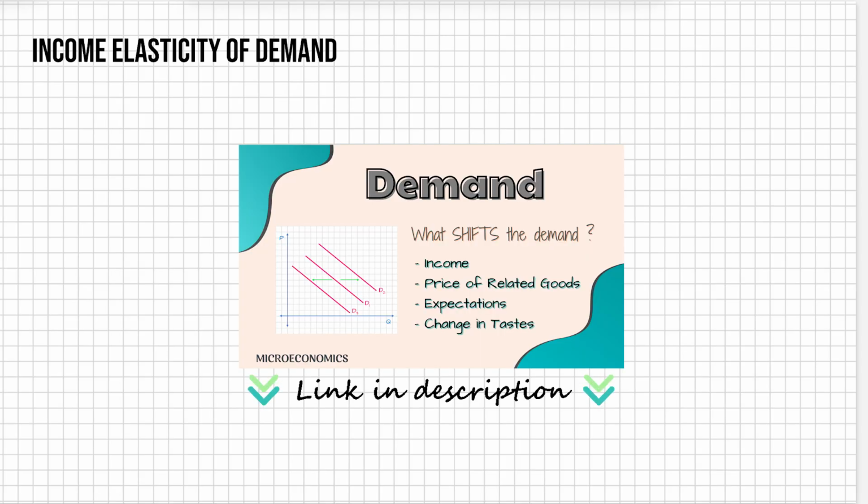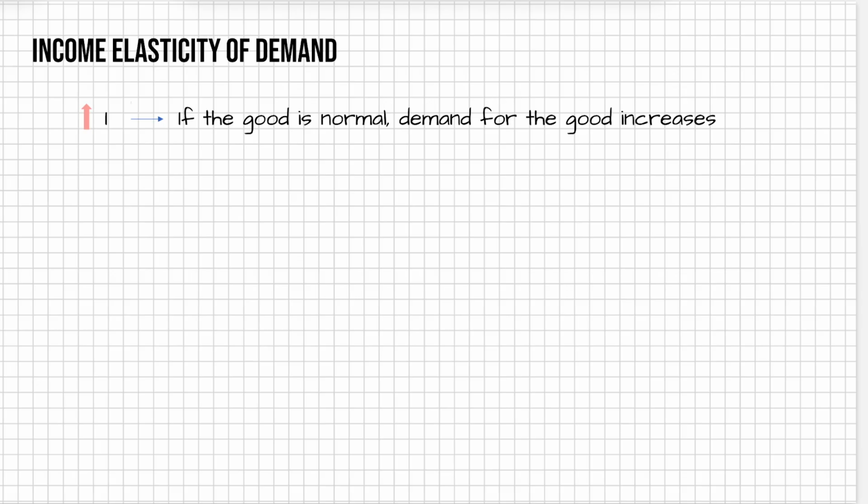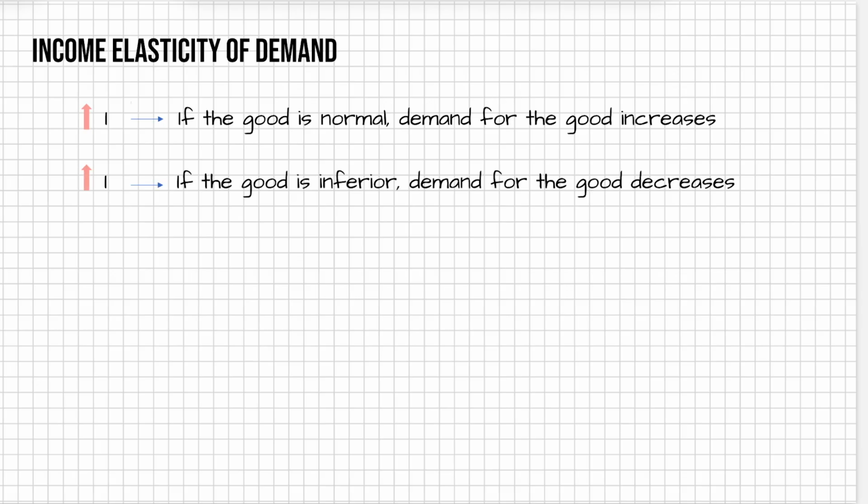Hey everyone! Today we're going to learn about income elasticity of demand for a good. Remember our lesson on shifts in demand? We saw that when income goes up, demand for a normal good increases. But if the good is inferior, demand actually falls when income rises. So what is the magnitude, the size of this change?